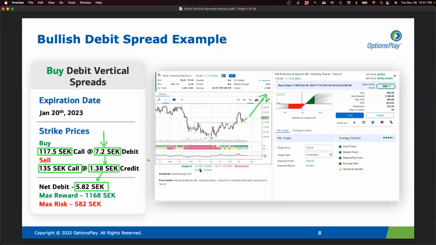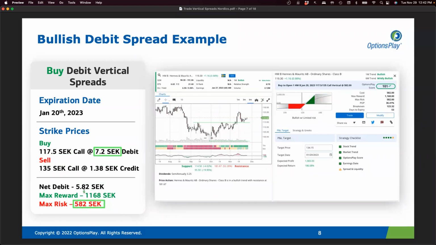And what that means is that we're reducing our risk by 25%. We're reducing the amount that the stock has to move before the strategy is profitable by about 25%. And when you're able to reduce your capital outlay, your risk, by 25%, it has an interesting effect of magnifying your returns if you are correct. So we're reducing the risk from 720 crowns per contract now to 582 crowns per contract.